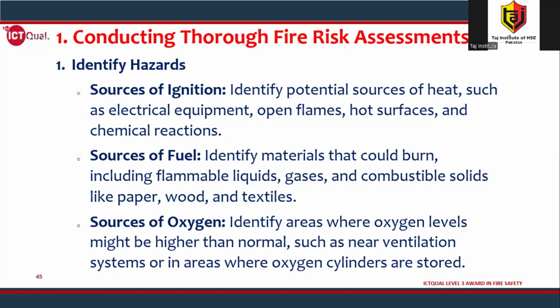Third point is sources of oxygen. So identify areas where oxygen levels might be higher than normal. We have studied in the previous slides that a minimum of 21% oxygen level is required for fire. So you have to recognize the sources of oxygen. If the level is higher than the normal position, you should address them, record them, and forward the message to the upper management, such as near ventilation systems or in areas where oxygen cylinders are stored.